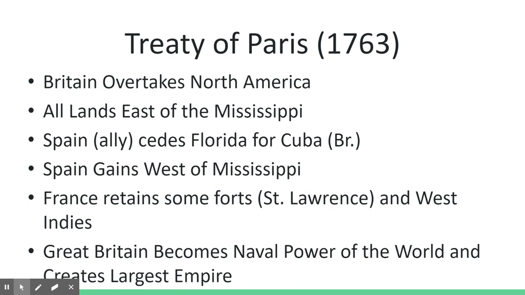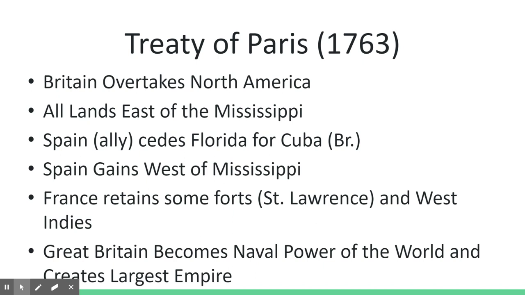Again, the whole idea of it doesn't really matter. It's a 7 Years' War that, as you can tell, lasts 9 years, at least if you include the English side of it, or the American side of it. But the treaty that ends the French and Indian War is the Treaty of Paris.